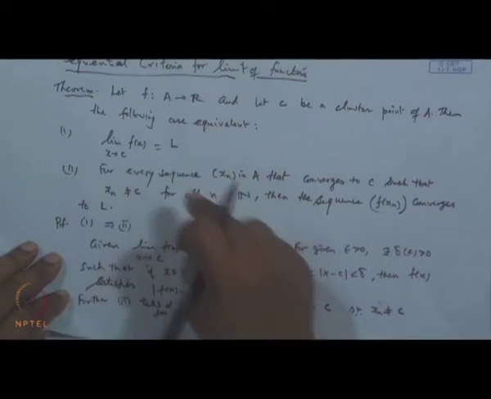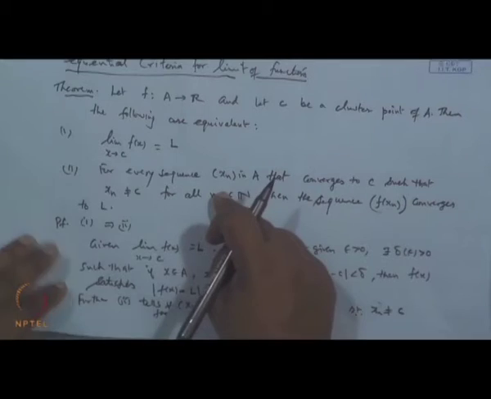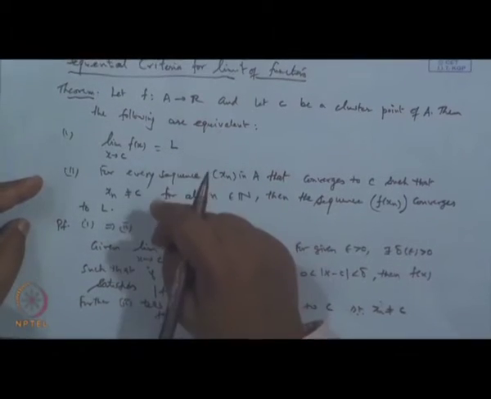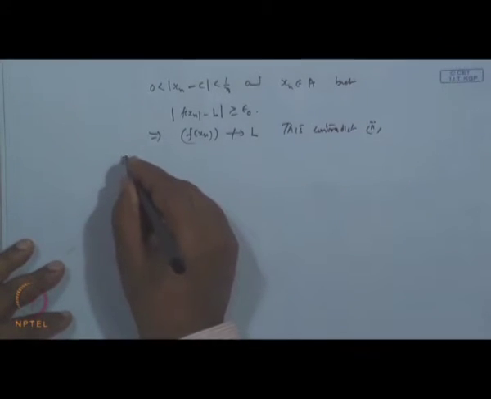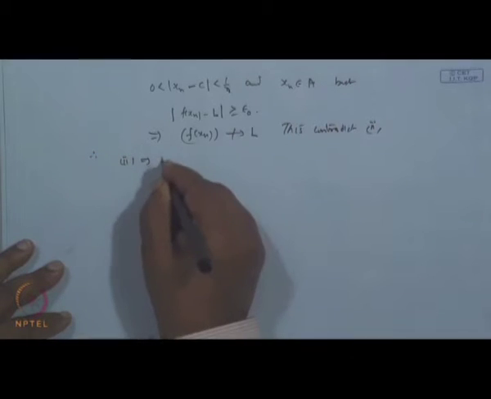So, 1 does not hold, that leads to a contradiction of 2. Therefore, our assumption is wrong. So, if 2 holds, 1 will definitely hold. So, definitely 2 implies 1. Therefore, 2 implies 1. So, this completes the proof.